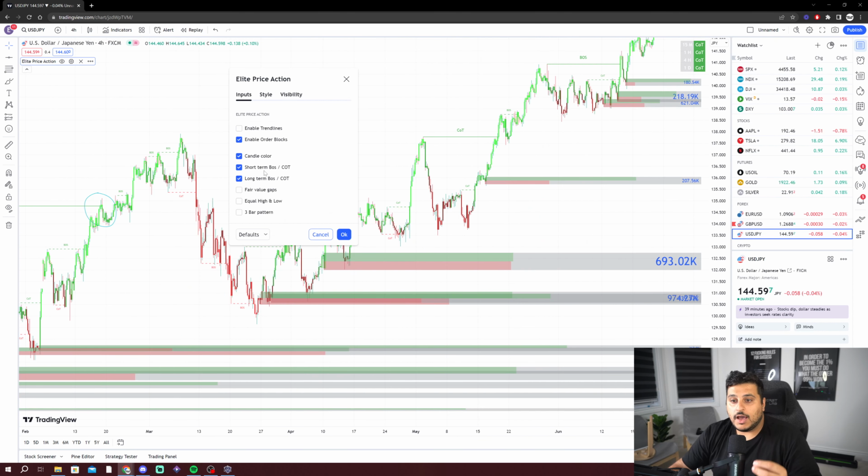Next, guys, you have the order blocks. What are order blocks? Order blocks are areas of supply and demand. These are areas where the most of the traders are either buying or selling.